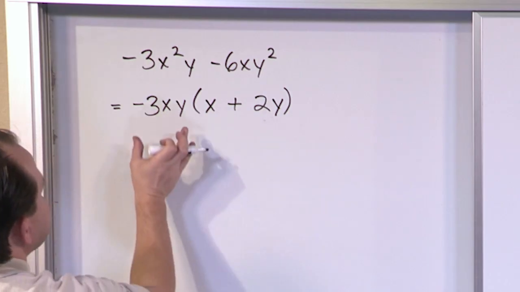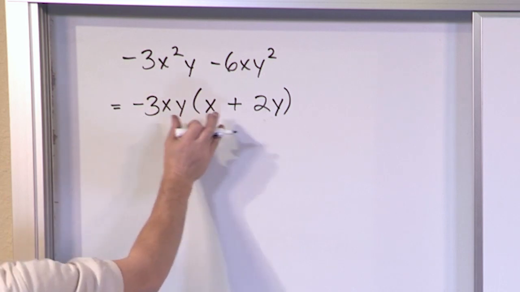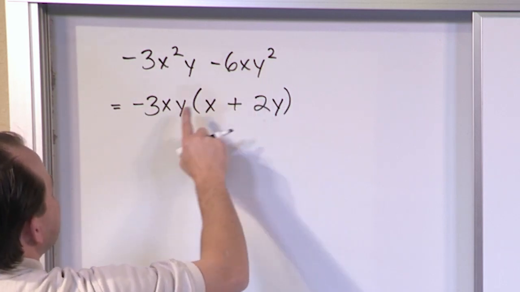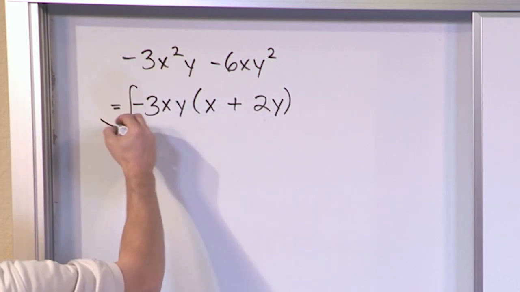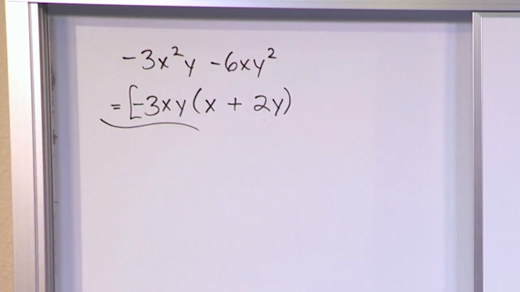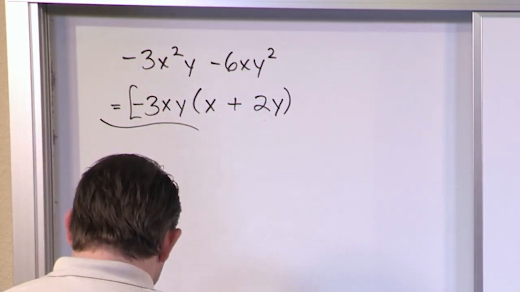You check your work by saying this times this gives me -3x squared y. This times this gives me -6xy squared. So really you're just reaching in, pulling things out, and you're kind of backwards assigning what you have in here to make it multiply properly.